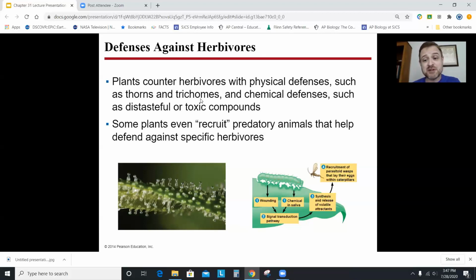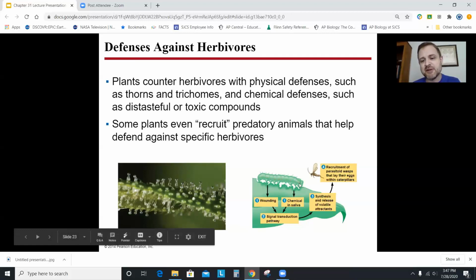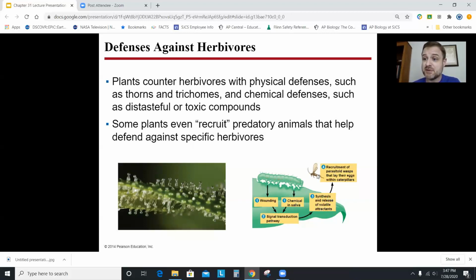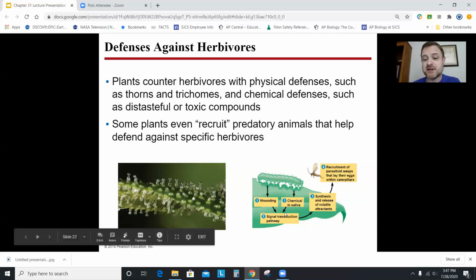Some plants are even pretty sneaky. So look at this picture here. This plant, so the caterpillar is eating the plant, which makes the plant sad. So the plant gives off some chemical attractants in the air, which attract this kind of wasp. The wasp likes it. The wasp is known to lay its eggs inside caterpillars, which will kill the caterpillar. So it's like, I don't know, the enemy of my enemy is my friend. So the plant's attracting the wasps to come kill the caterpillar.